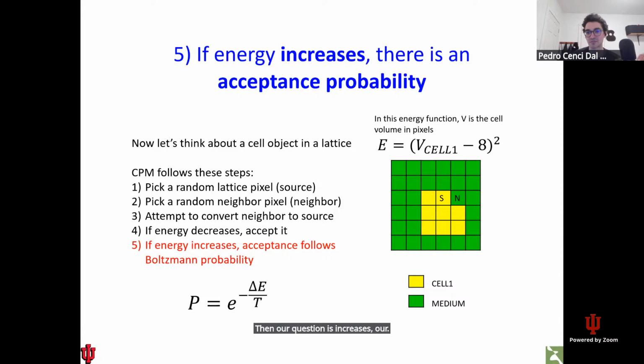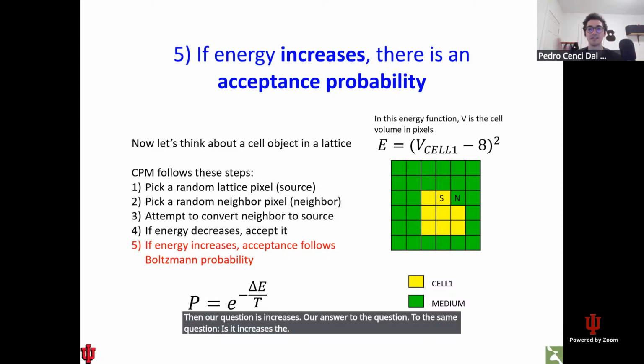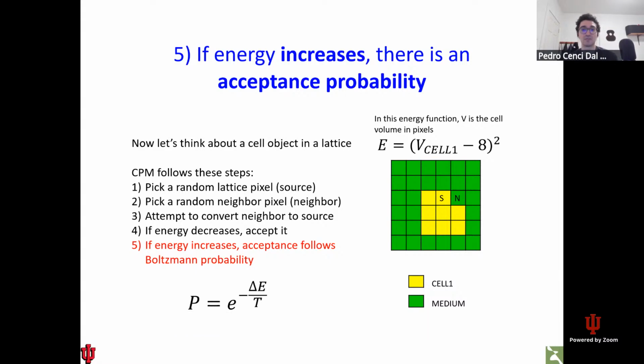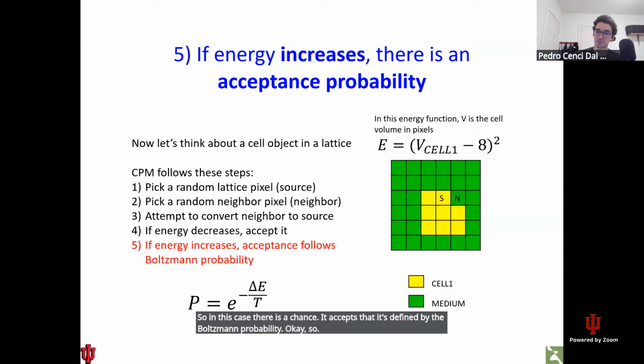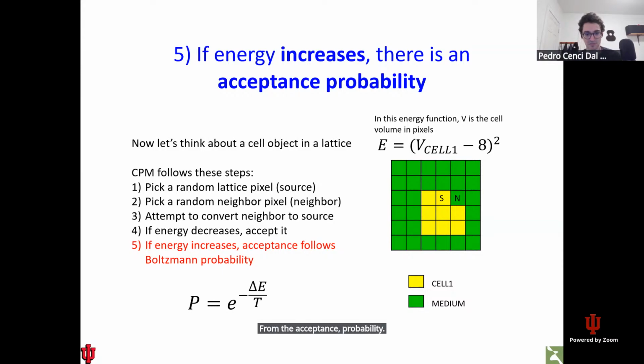If the target is 8, then our question is increases. Our answer to the same question is it increases. The energy is going to increase if a neighbor becomes part of the cell, if our target volume is 8, because our cell is already volume 8, is already at the minimum, and increasing its volume puts it further away from the target. So in this case, there is a chance it accepts that is defined by the Boltzmann probability. So the Cellular Potts model will draw from the acceptance probability function, the Boltzmann probability equation. We'll draw from that, and you may or may not accept the copy attempt.